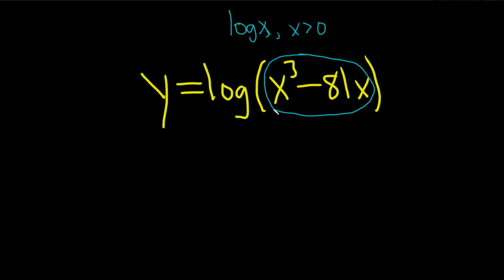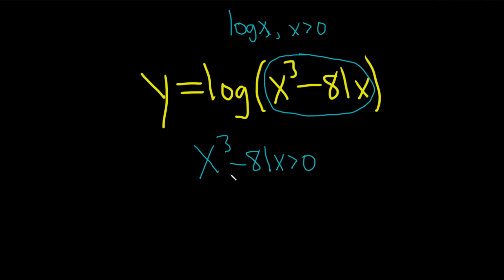So the first step in a problem like this is you take this entire expression and you set it greater than 0. That's step one in a problem like this. Always, whenever you're looking for the domain of a logarithm, that should always be your first step. You take whatever is here and you set it greater than 0.